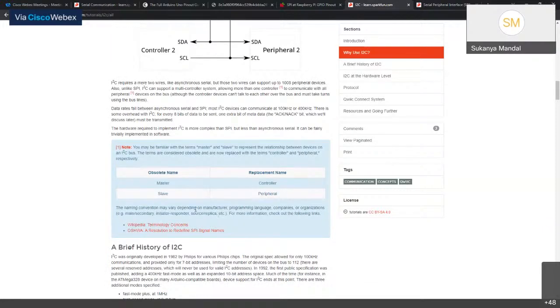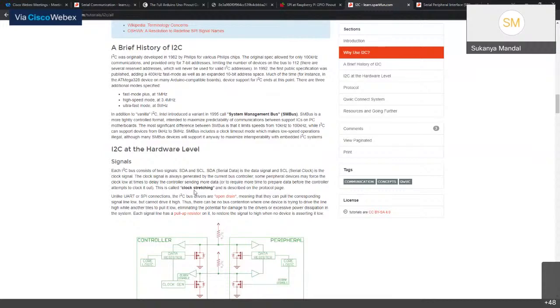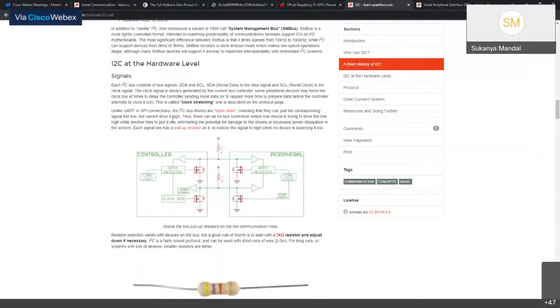Okay, so previously it used to go by the name of Master Slave, which is now replaced with controller and peripheral, but the concept still remains the same. We don't necessarily need to talk about the history of the I2C bus, because you can just go to this tutorial and read it. What we are more interested in now is the hardware.